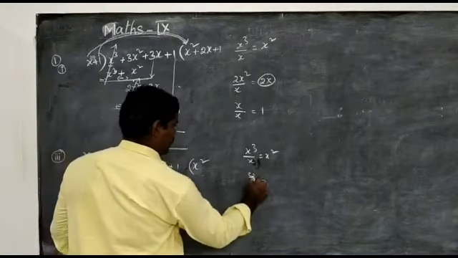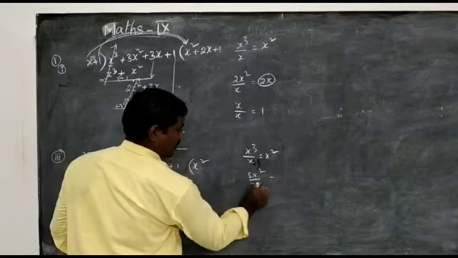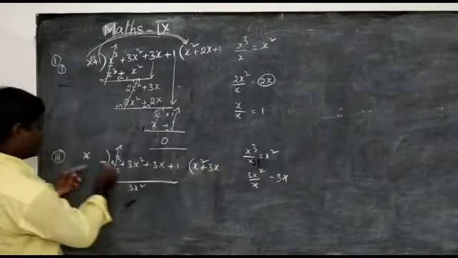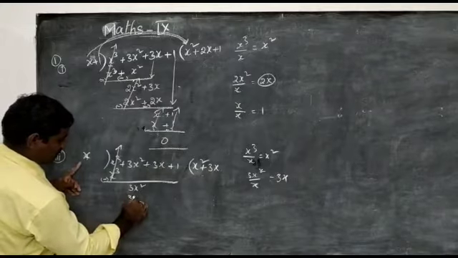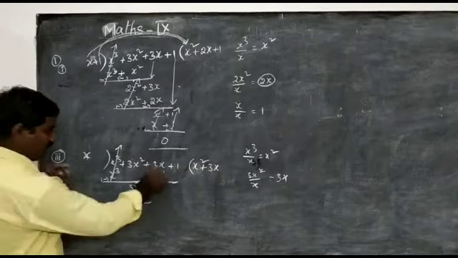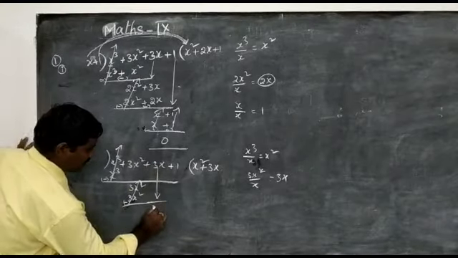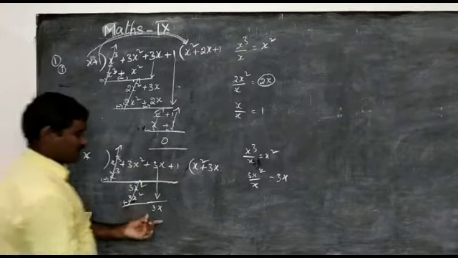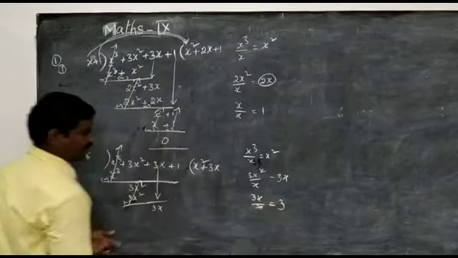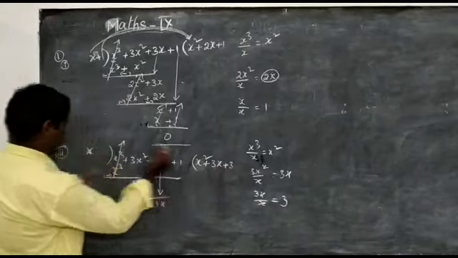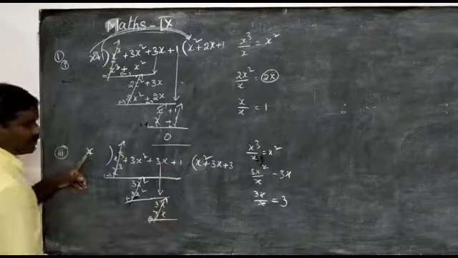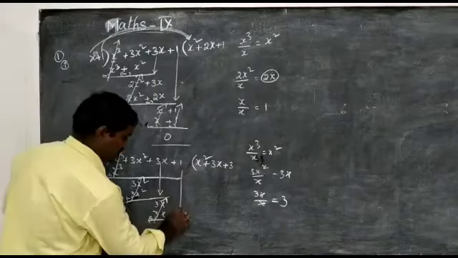Take 3x square and divide with x. We get 3x. Write here 3x. 3x into x, 3x square. Again subtraction, same terms cancel. And the next term is 3x. Again the same process. 3x divided by x, x cancels, we get 3. Write here 3. 3 into x, 3x. Now it is subtraction, same terms cancel, and the next term is 1.